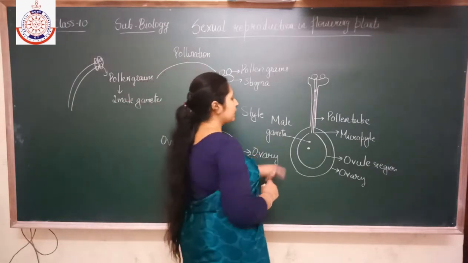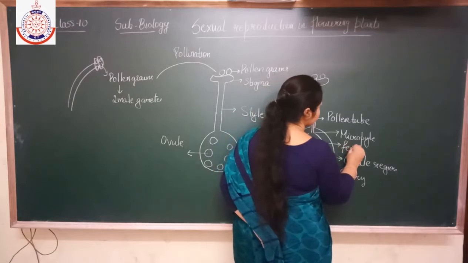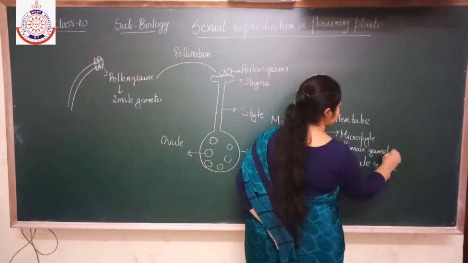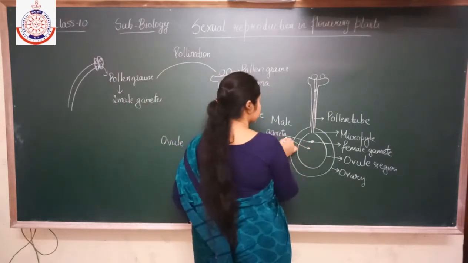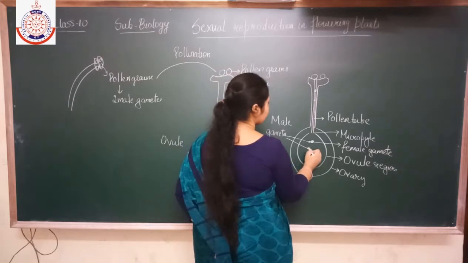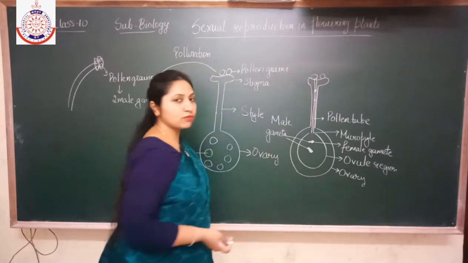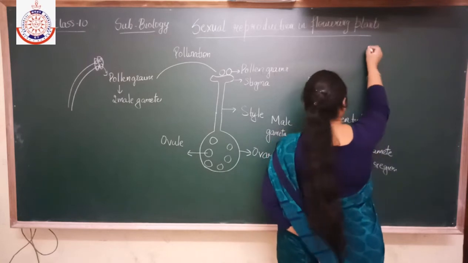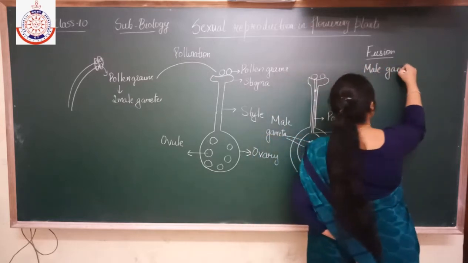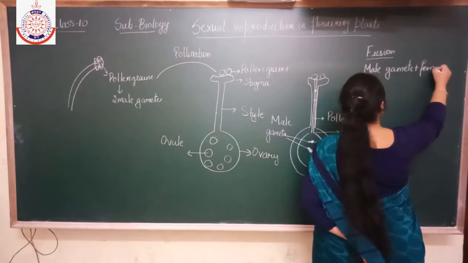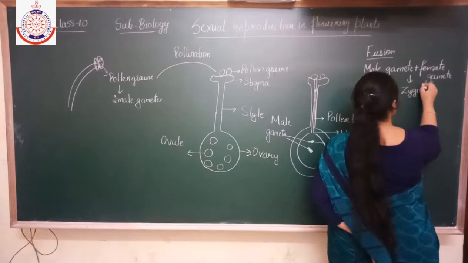So one male gamete fuses with the female gamete which is present in the ovule region. And the other male gamete fuses with the two polar nuclei present in the ovule region. Now what will they form? The first fusion, between the male gamete and the female gamete, is known as the zygote.